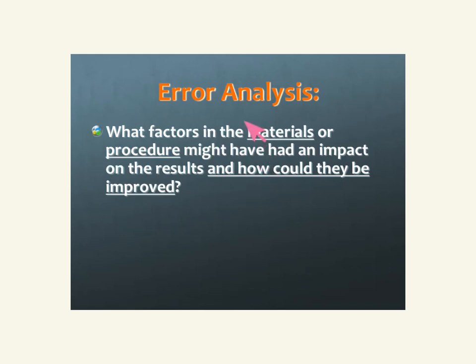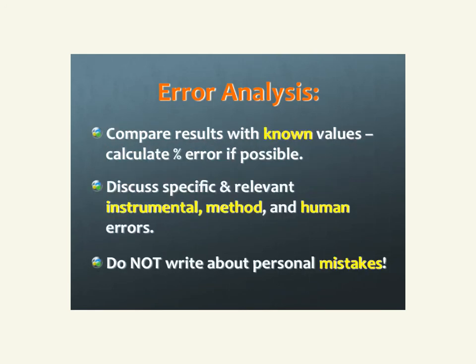I'll talk much more about this later, but we will be writing error analyses as part of your lab reports. And the error analysis will really address factors in the materials or the procedure that might have had an impact. And we're also going to look at how we could improve our experiments. The error analysis is also, if possible, going to compare known values with the values that we received for an experiment. And we'll calculate a % error if possible. We're going to discuss 3 types of errors in our error analysis: instrumental errors, method errors, and human errors. Again, I'll talk about those later. What we want to avoid is writing about personal mistakes.